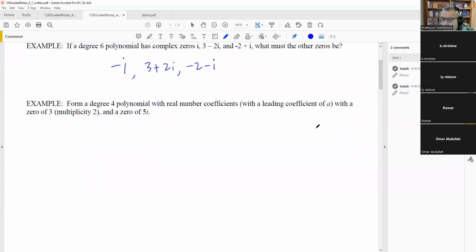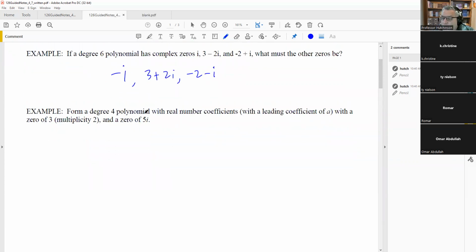All right. Now this next one, it says, form a degree 4 polynomial with real number coefficients. Now it says that the leading coefficient of this can be an a, so I don't have to find what the exact polynomial it is. That means, we did some of these before back in the quadratics section, there was one where it gave us the zeros and then it told us it has to go through a certain point in the graph, so we had to solve for an a value. That's kind of what this is here, but we don't have to do that in this case. It just says that we can leave it a leading coefficient of a, and that's going to be it.